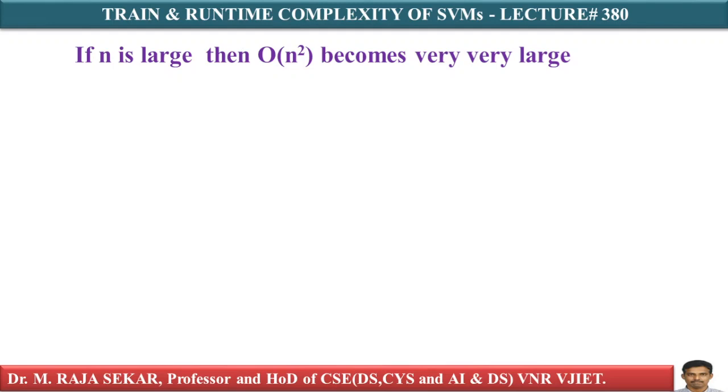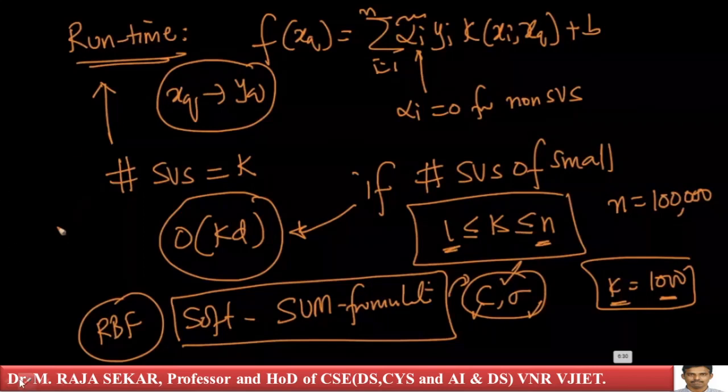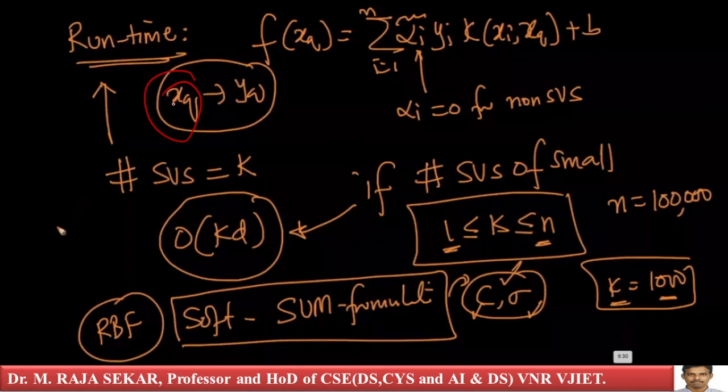Now let's look at the runtime complexity. Runtime means what? For a given xq, this is a given query point, how do I determine yq? What is f of xq? f of xq is sigma i equal to 1 to n alpha i yi k of xi comma xq plus b, isn't it?